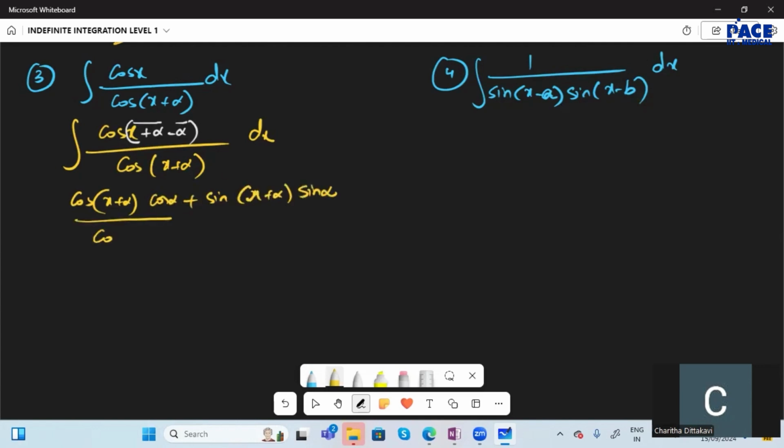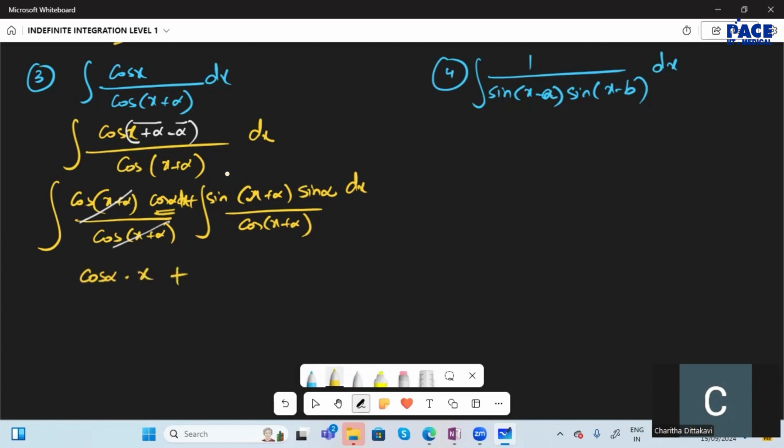Now the whole upon cos x plus alpha here, and here also cos x plus alpha. Now we are able to split the numerator. So here also dx you take it, and here also you take it. Now there are terms getting cancelled here. So cos x plus alpha gets cancelled. What are we left with here? Cos alpha, which is nothing but a constant here. So cos alpha into integral of 1. Integral of 1 in the sense dx only, x plus c.